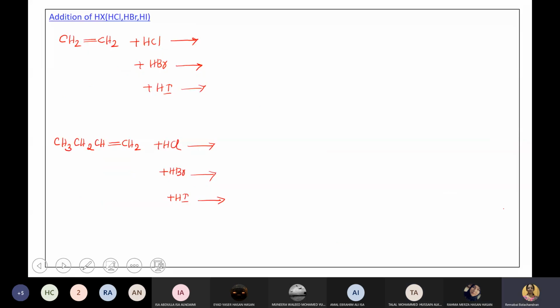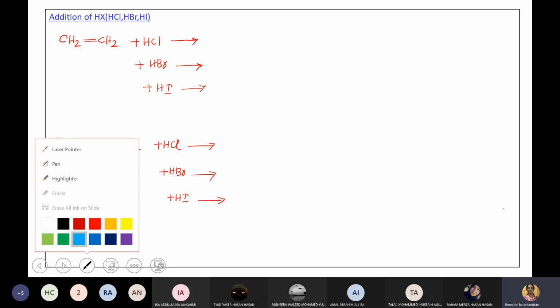Now, more examples are coming. Don't worry, even if you have doubt, it will be cleared. Now, we add HX. HX means HCl, HBr, HI. So, can you tell me the products in the first case? This one is symmetrical, so it does not make any difference if you put it on the left side or right side. You get the same answer. Okay, tell me the products.